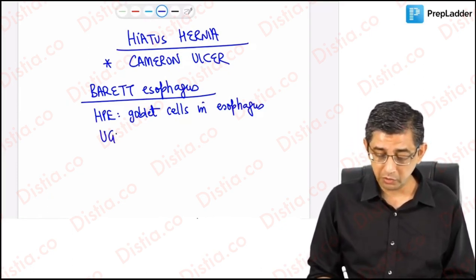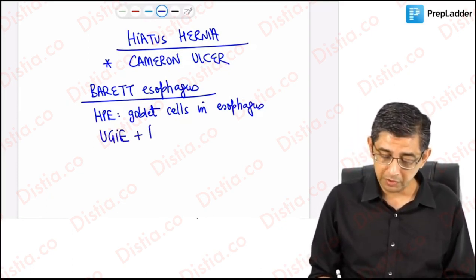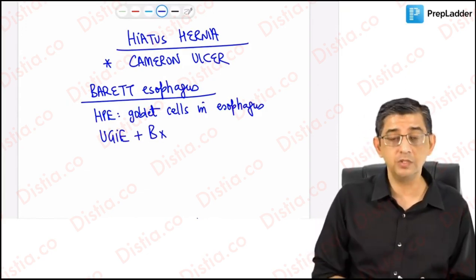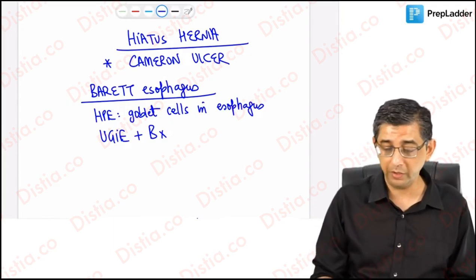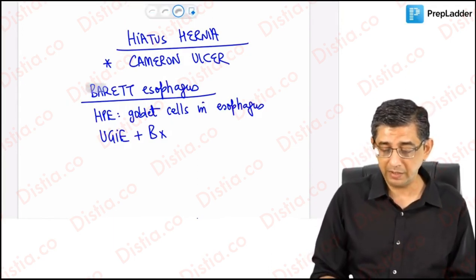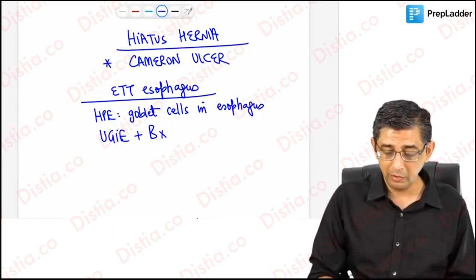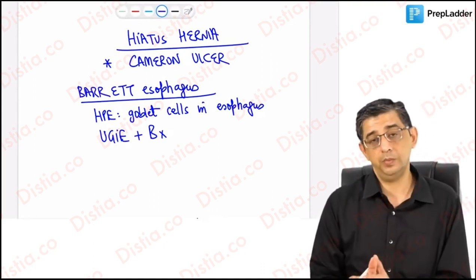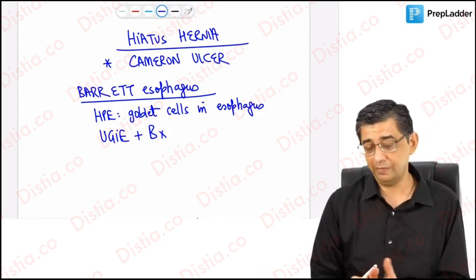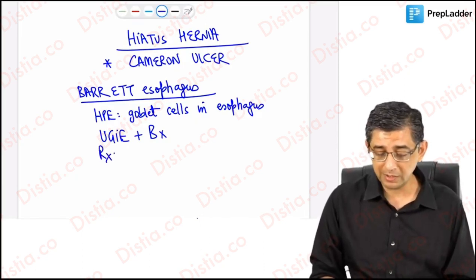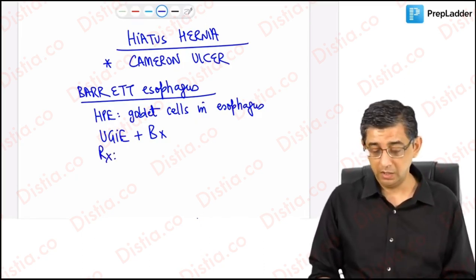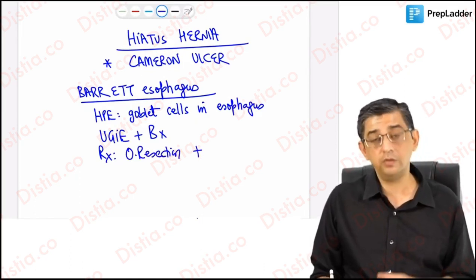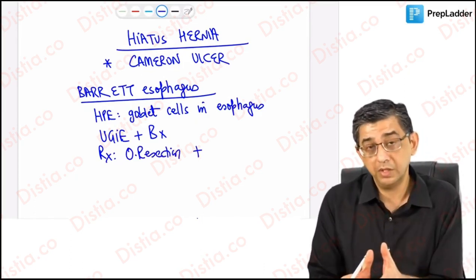The investigation of choice for Barrett's esophagus is upper GI endoscopy with biopsy. Though the color of the mucosa in Barrett's esophagus is also different, I want you to understand that when it comes to Barrett's, the best way for diagnosis is a combination of endoscopy with a biopsy. It would be a punch biopsy, and then you will go for surgical resection of the afflicted part. He will also ask you here that if you are going to resect some part of the esophagus, then what are you going to do for that component?